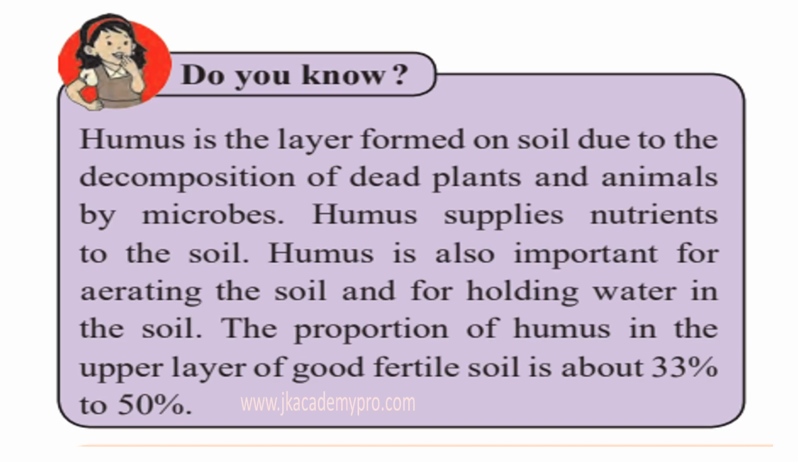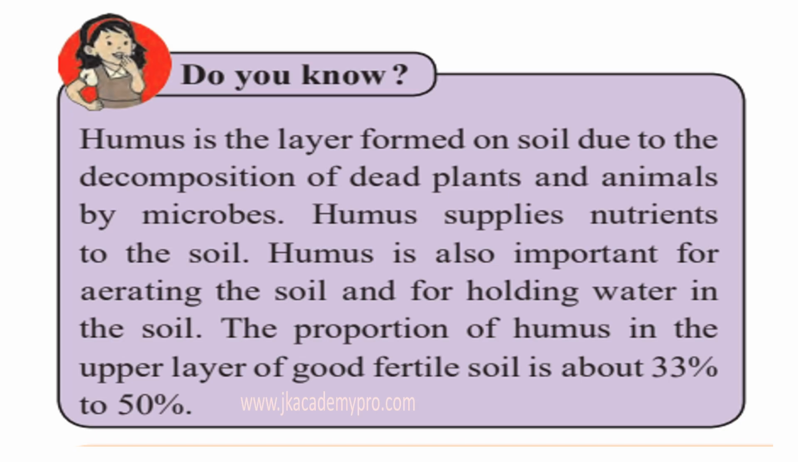You know, students, humus is a layer formed on the soil due to the decomposition of dead plants and animals by microbes. Now, the microbes are present in the soil. So, when the dead plants and animals go into the soil, these microbes eat into these plants and animals and break down their bodies. So, all the nutrients from these dead plants and animals go into the soil.